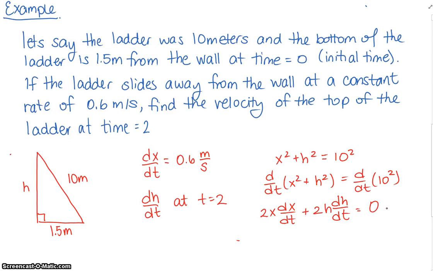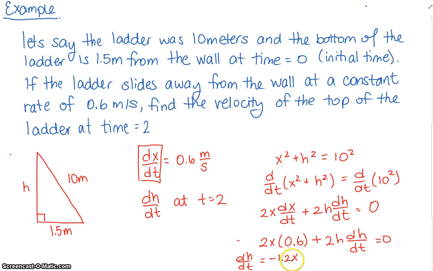From here, I can then look at what I know. I know this portion here, dx/dt. So 2x times 0.6 plus 2h dh/dt is equal to 0. So then as a result, if I isolate for dh/dt, I'll move this to the other side, so I get negative 1.2x, and I divide by 2h. The 2 and the 2 technically can cancel out, so then you're left with dh/dt is equal to negative 0.6x all over h.